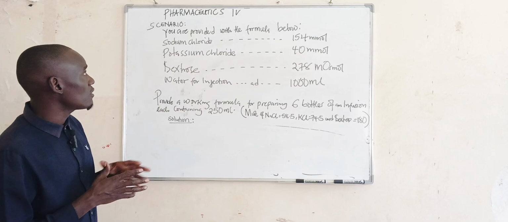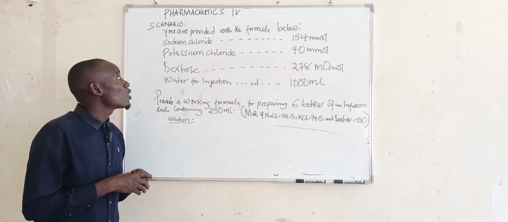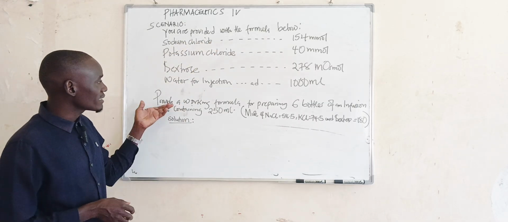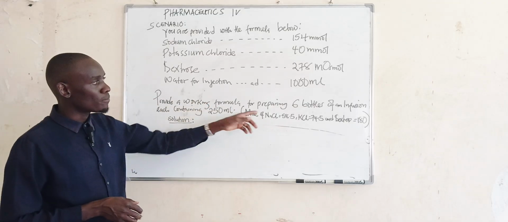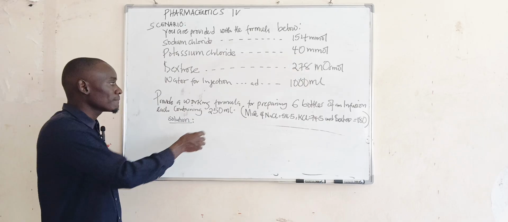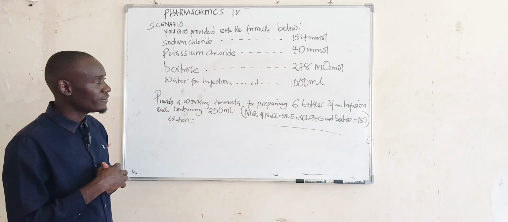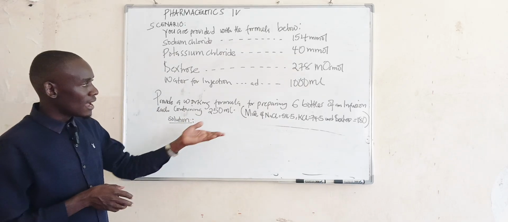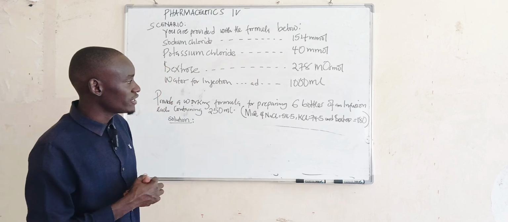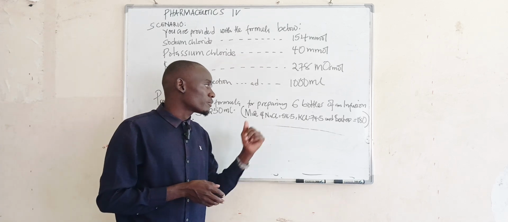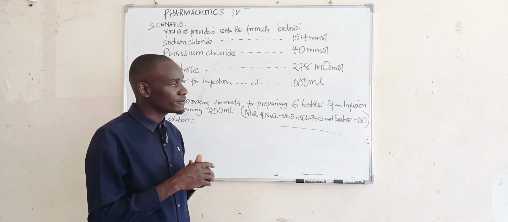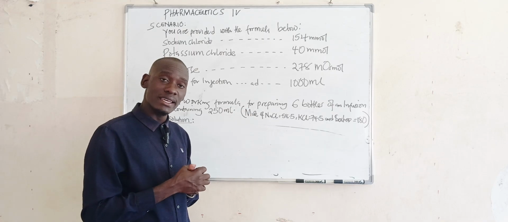So we shall look at our first scenario where we are provided with the formula below, and they are asking us to provide a working formula for preparing 6 bottles of an infusion, each containing 250 ml. And the molecular weight of sodium chloride is provided as 58.5, potassium chloride is provided as 74.5, and dextrose 180.